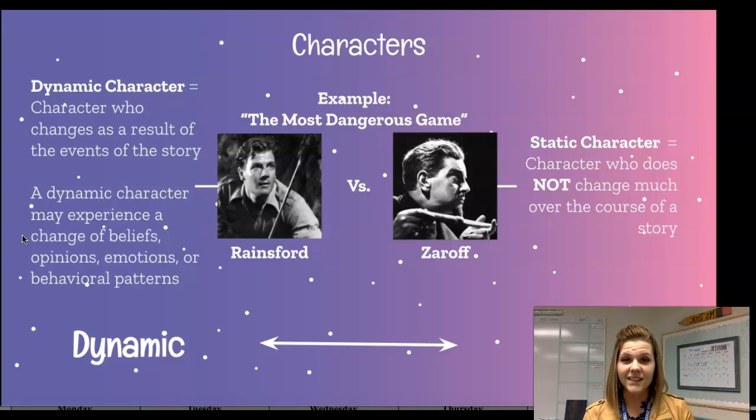An example of that is The Most Dangerous Game. At the beginning of that story, Rainsford really believed in hunting, and he didn't care about how the animal felt while being hunted. However, as soon as he became someone who was hunted himself, his attitudes towards hunting really changed. Now Zaroff, on the other hand, is a character who was static. He believed that the strong were meant to hunt the weak. That belief stayed the same over the course of the text.